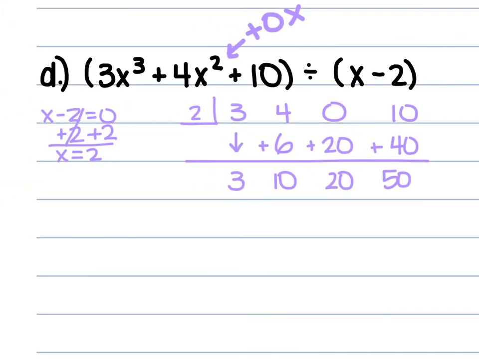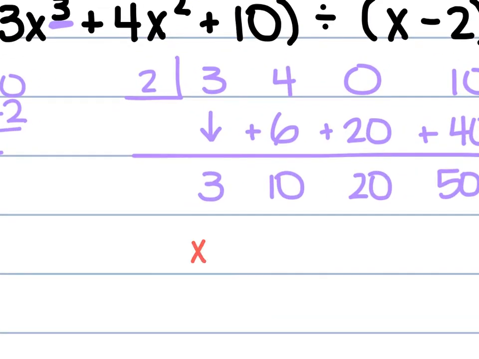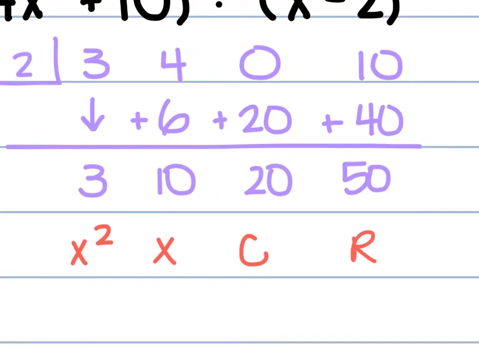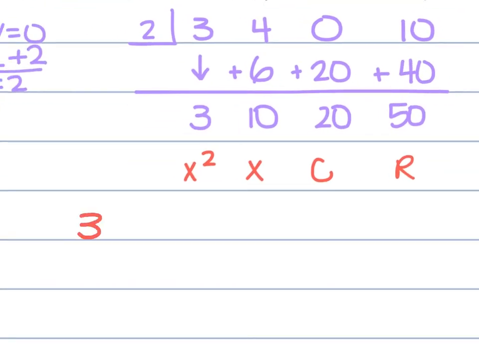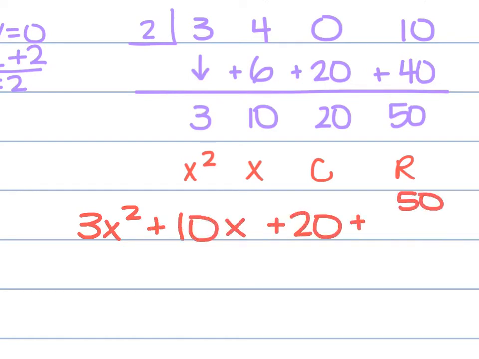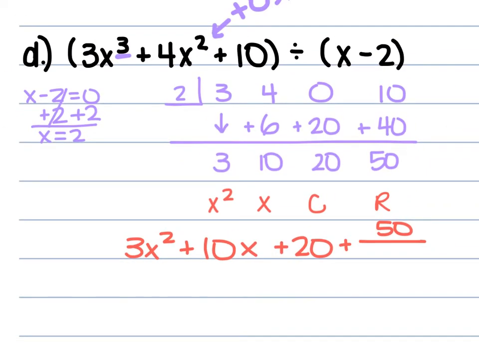So in our polynomial, we started with x to the third power. So this is going to be x squared, x, constant, remainder. So it's going to give us 3x squared plus 10x plus 20 plus 50 over, what did we divide by? X minus 2.